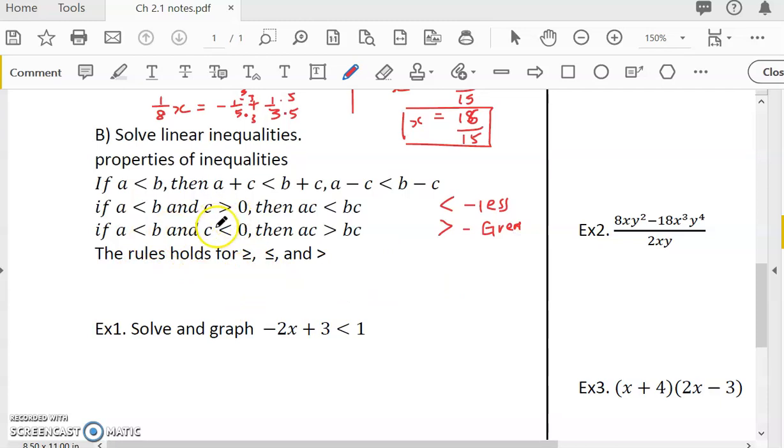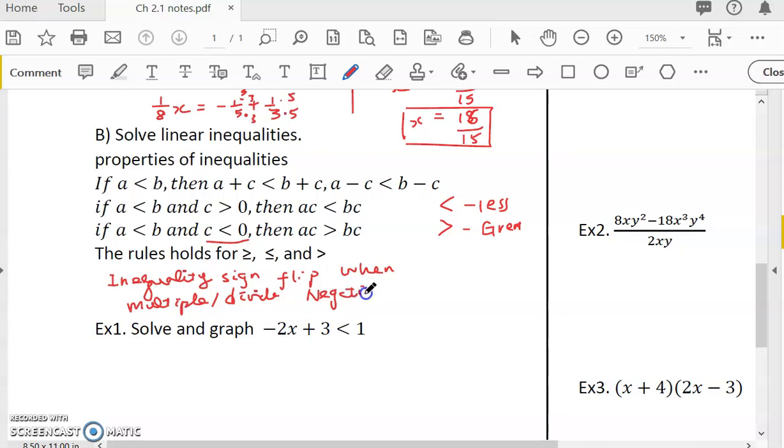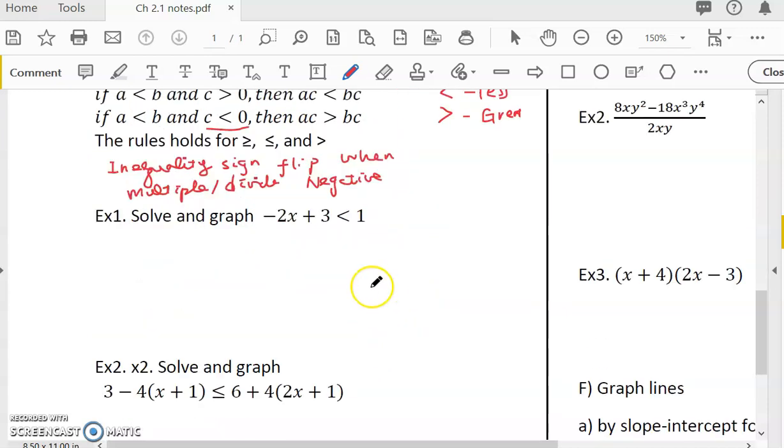The main thing is you solve it as if you're solving an equation, except when c is negative and you have an original a less than b. Once you multiply by a negative number, the sign flips. This inequality sign flips when you multiply or divide by a negative number. If you multiply, divide, or add any other number, it's fine. You don't have to flip, but only when you multiply or divide by a negative number. So this is an example.